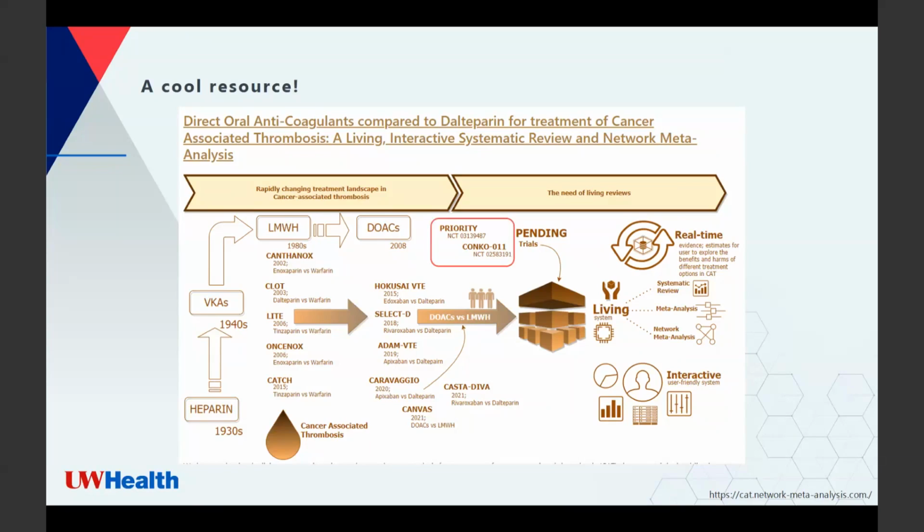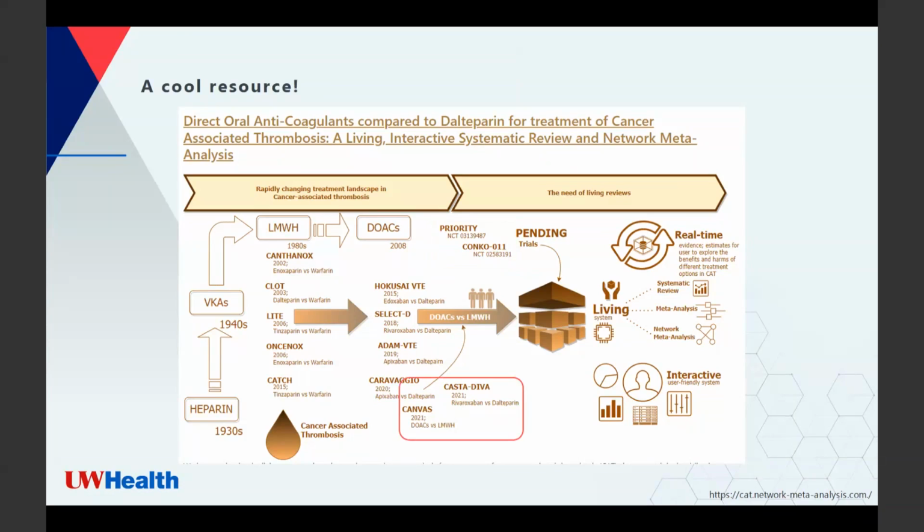There are 2 trials pending. The priority trial is assessing rivaroxaban and apixaban use against dalteparin in upper GI, hepatobiliary, and pancreatic cancers, with the primary outcome being clinically relevant bleeding. And then there's also the CONCO 011 trial that aimed to assess rivaroxaban compared to low molecular weight heparin, but this trial was actually terminated due to low recruitment.